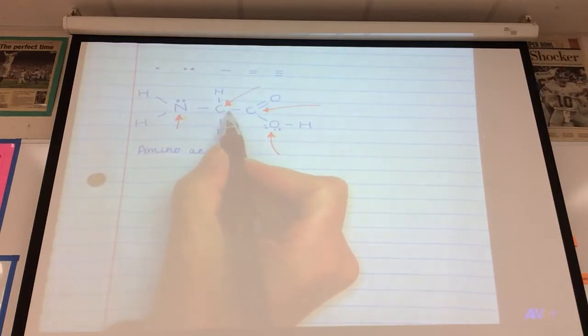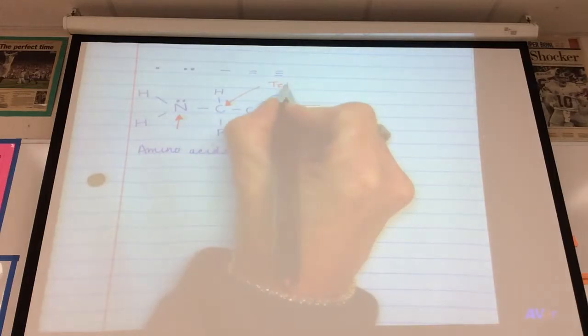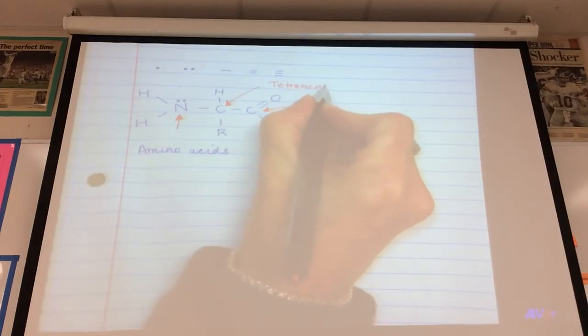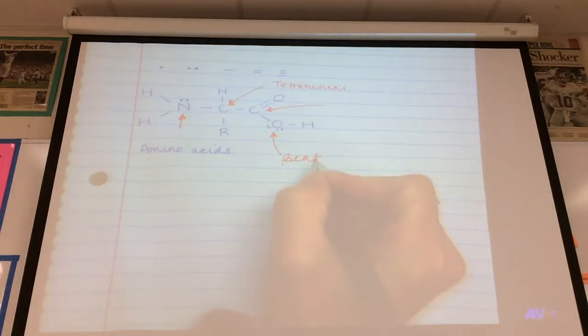Go ahead, Chase. Tetrahedral. This one's tetrahedral. Faith, you got one? That's what I was going to say, but hang on. I think the oxygen is bent. Bent is correct. Go ahead, Andrew.